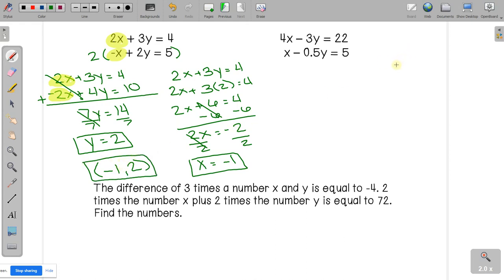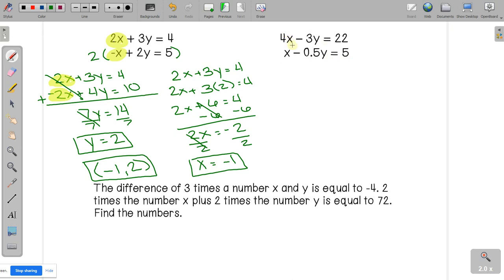Let's look at the next problem. Actually, this problem, I want you to pause the video, try it, come back to the video, and check your work once you're done. Okay, let's check your work. We have 4x minus 3y equals 22, and x minus 0.5y equals 5.